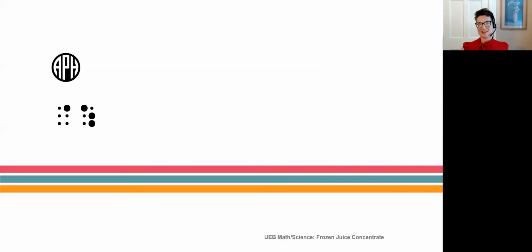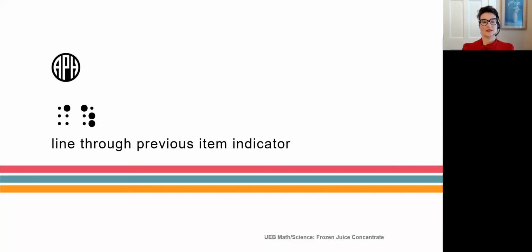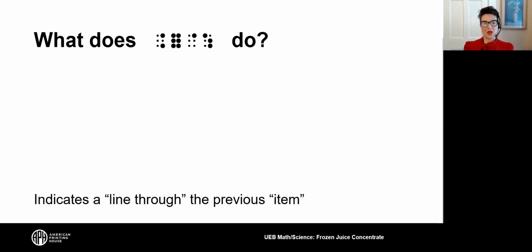Let's start with a pretty little dot configuration. Dot 4, dots 1, 5, 6. This is the line through previous item indicator. What does it do? You might notice, and I'll come back to it, something about the title of this slide in a moment. What this indicator does is it tells us there is a line through the previous item. So item is carefully defined in the guidelines for technical material. And we're going to talk in a couple of different pieces about some of the definitions of an item.